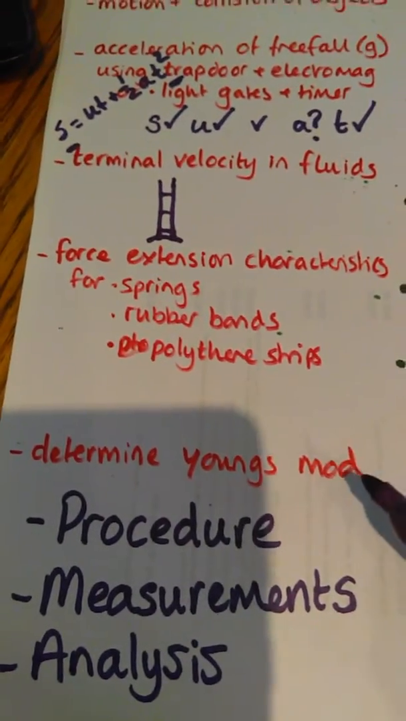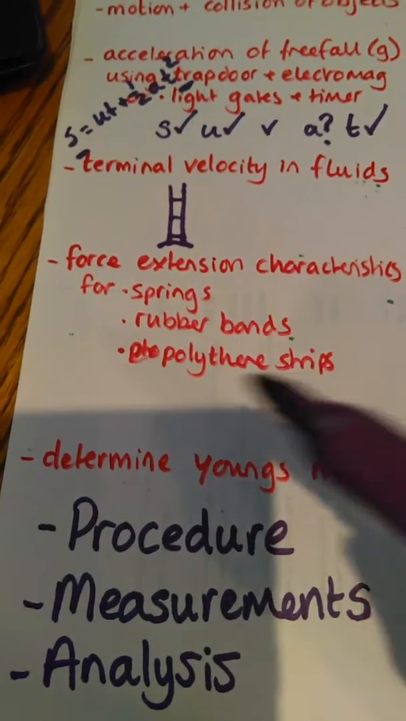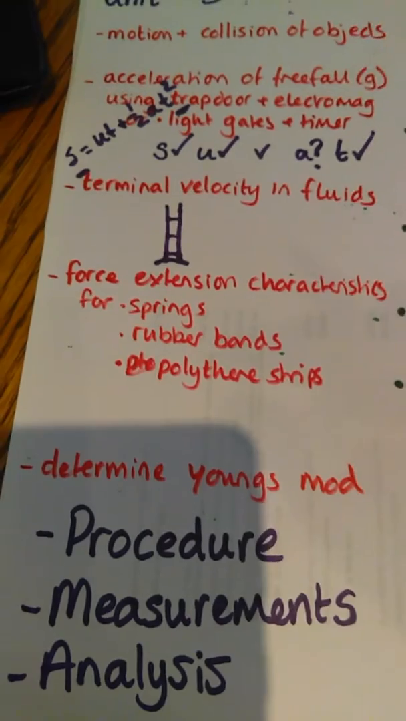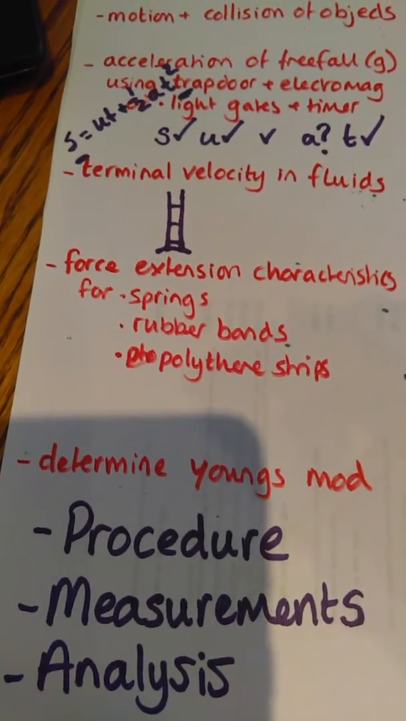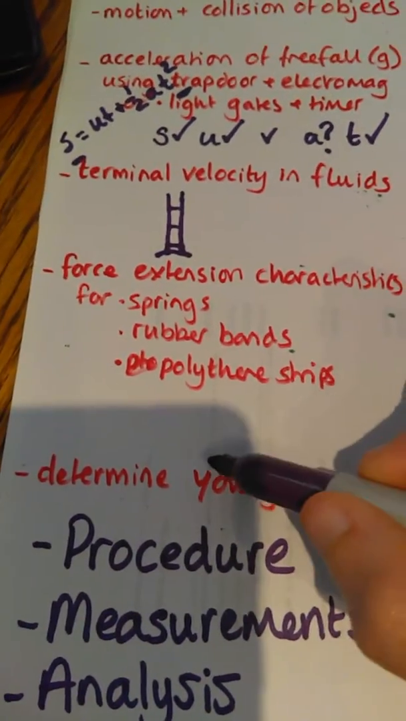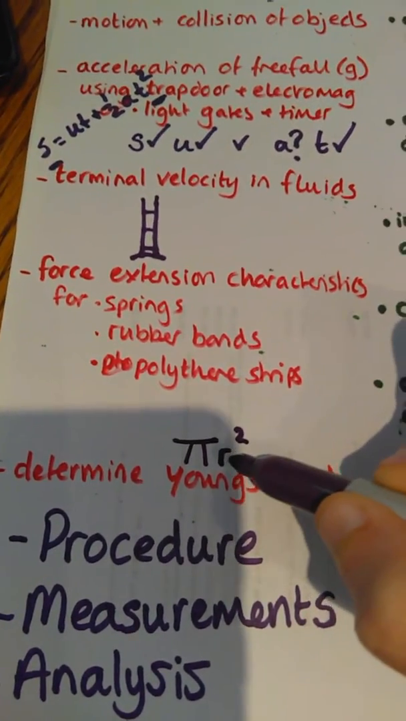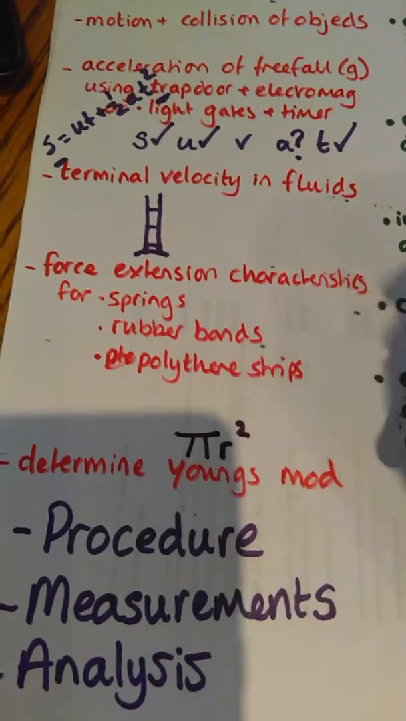Determining the Young's modulus. You guys have done that in class. We did a PAG on it. Make sure that you're measuring the diameter of the wire. Make sure you calculate the area of the wire correctly. Remember, finding the area of a wire, we're using πr². Make sure you've got that r in meters already before you square it, or else it gets complicated.